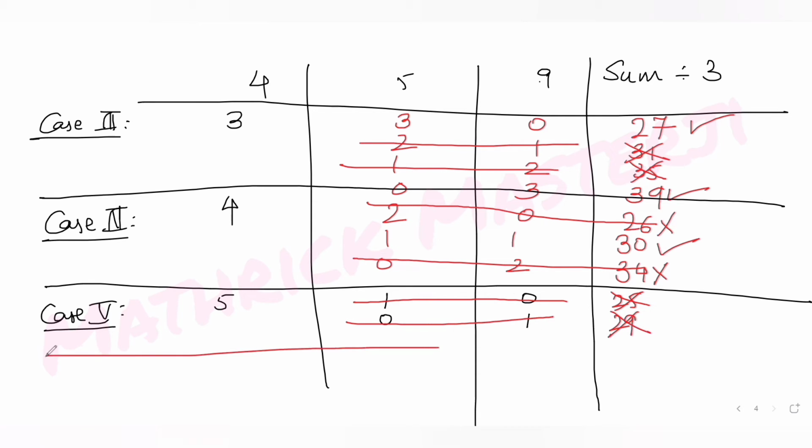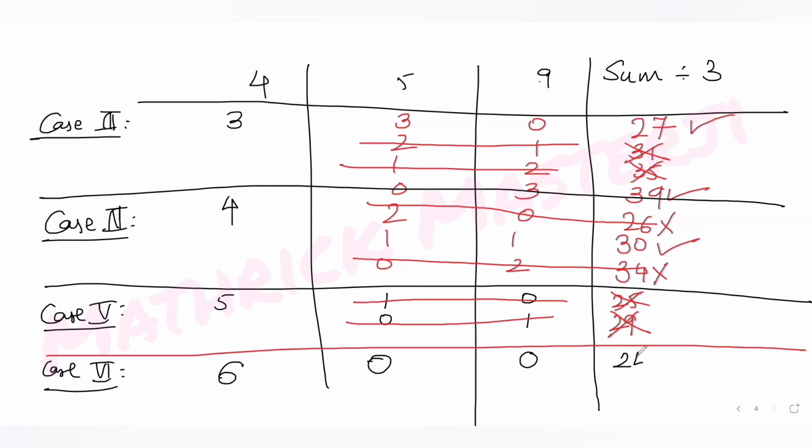So the last case we get here is case 6, and that gives you 6 fours. And when you have 6 fours placed already, you have 0 5s and 0 9s as your options. And from there, you get 24 as your answer. 24 matches here, and it's divisible by 3. So you get the answer for this also, that you can have 6 fours.